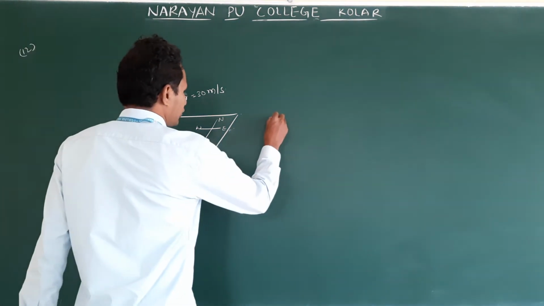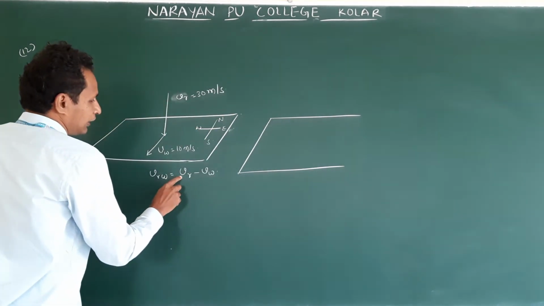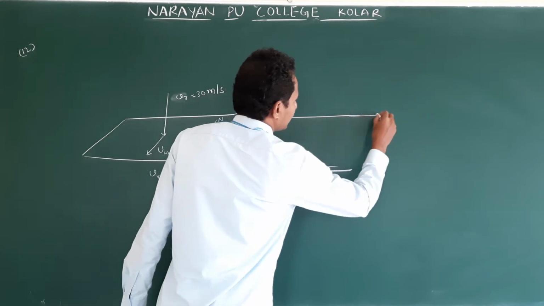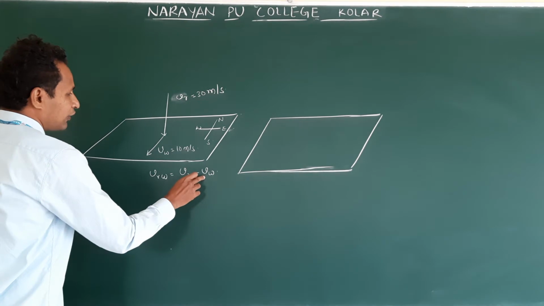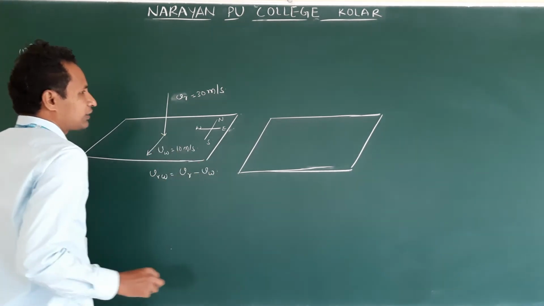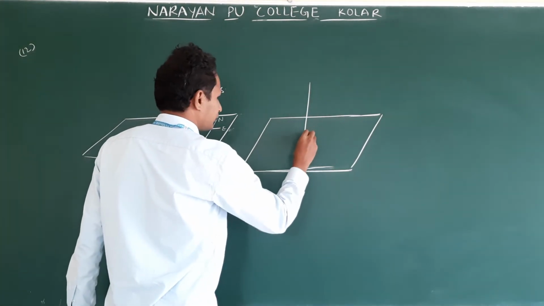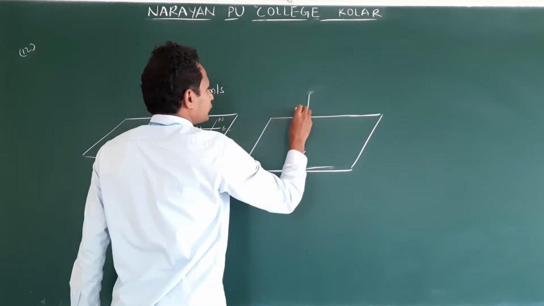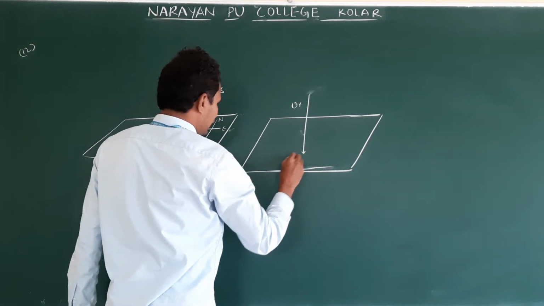So the same situation I am drawing here. To get VR minus VW, what will we do? We will reverse the velocity vector of movement. We will draw it opposite to this velocity of movement. So the rain is vertically down as it is. Clear? This is the velocity of rain, VR, and this is the actual figure.